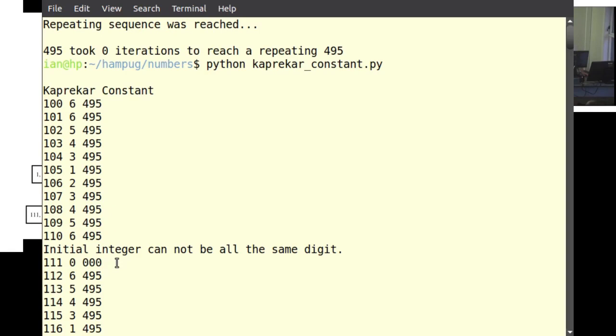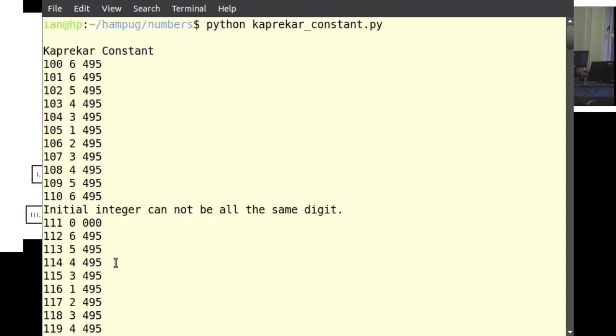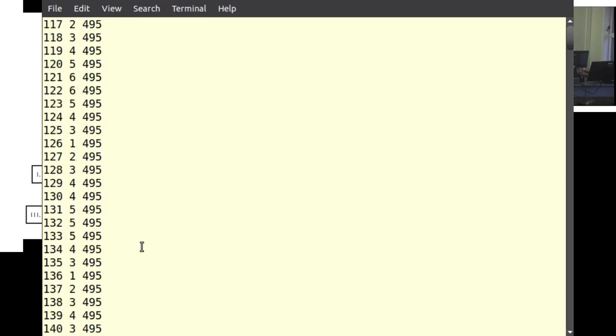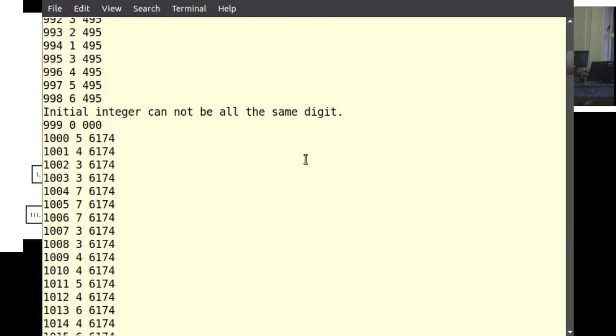So 111 will immediately go to zero. So you can go through those. You can see how many iterations, but I don't think there's any time when it gets to seven, when I've only got three digits. And if we scroll on down, what about two digits? Two digits don't work, I don't think. There's nothing.